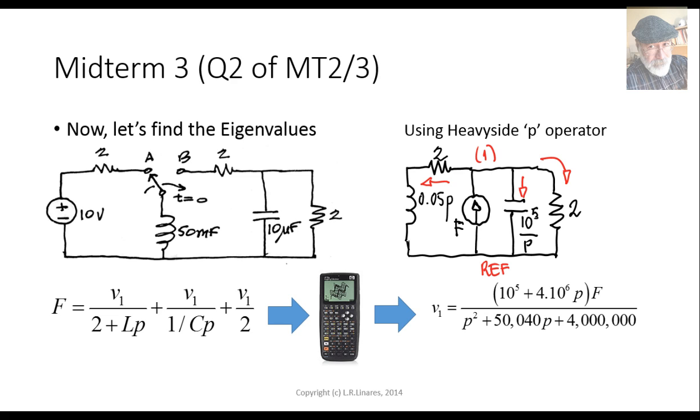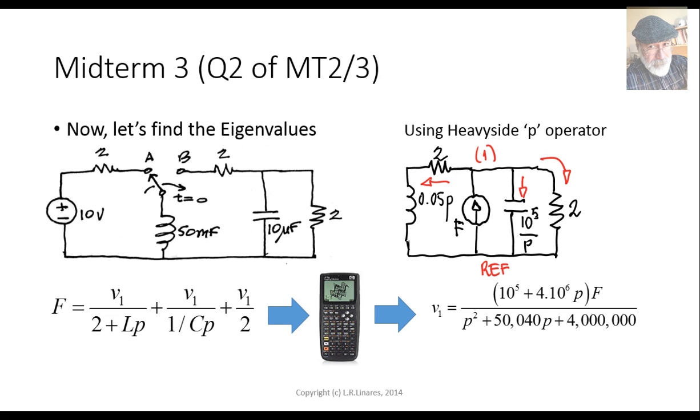We find that, which is nothing else but the differential equation whose solution is V1, the voltage there at node 1. Now it's time to make F0, so the numerator becomes 0. And we have a second-order differential equation with coefficients 1, 50,000, and 4 million.